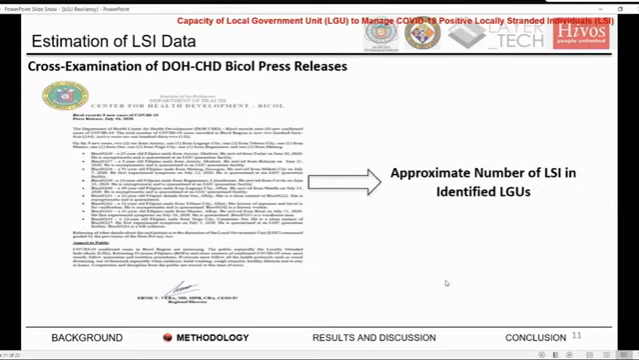Due to the unavailability of LSI data, we largely relied on the LSI data frequently published in the DOH CHD Bicol press releases. From there, we estimated the number of COVID-19 positive LSIs in the identified LGUs.